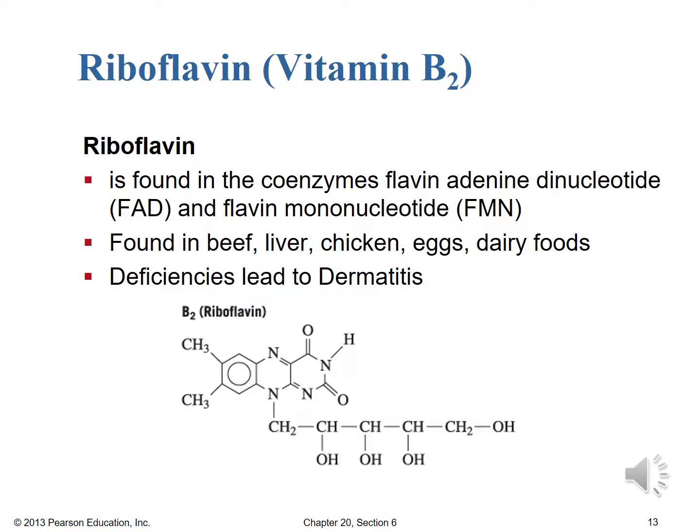That one's found in the coenzymes flavin adenine dinucleotide, FAD, and flavin mononucleotide, FMN. Sources of it in the diet include beef, liver, chicken, eggs, and dairy foods, as well as, of course, supplements. Deficiencies here would lead to dermatitis as the major illness associated with riboflavin deficiency.